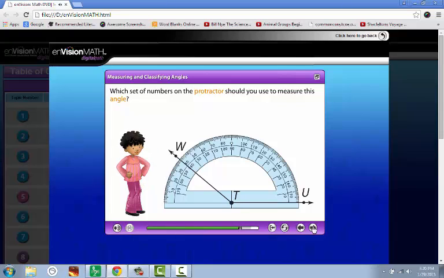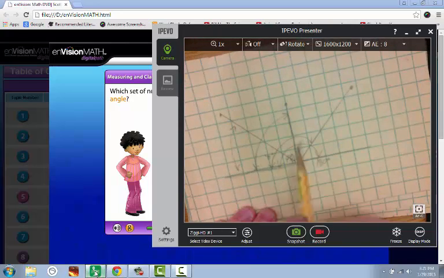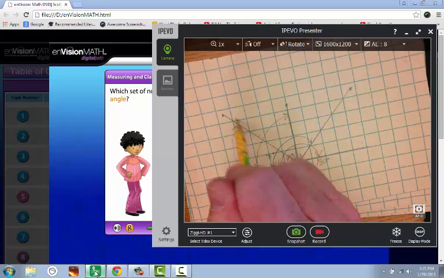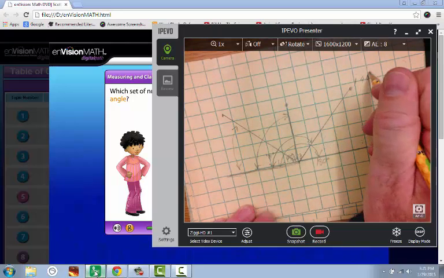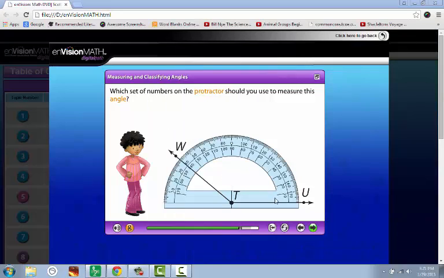Which set of numbers on the protractor should you use to measure this angle? So again, the set of numbers, either this one or this one, 40 or 140. Now in the example before, what I did was I had this line first, and then I drew this line. And notice that when I drew this line, I opened up this one, and this one's 140 degrees. But notice how that's different than this one. It's kind of like a mirror image.